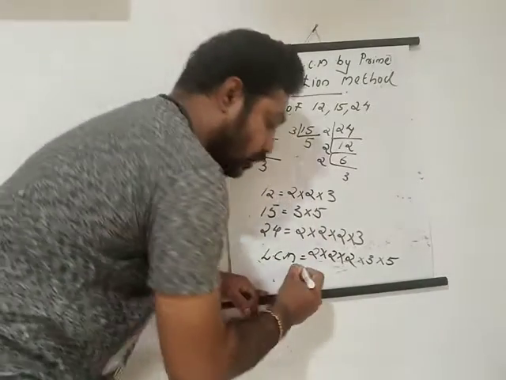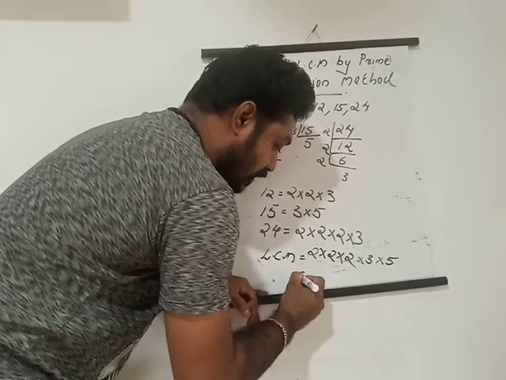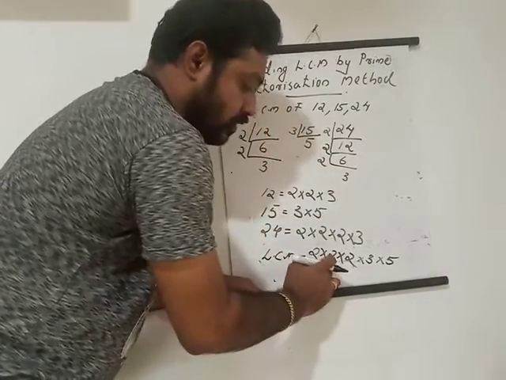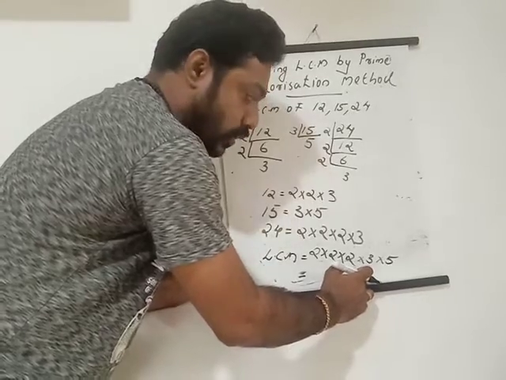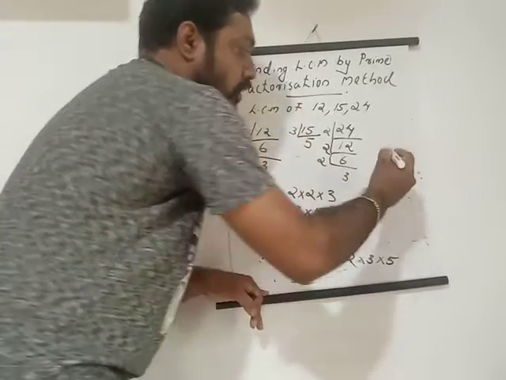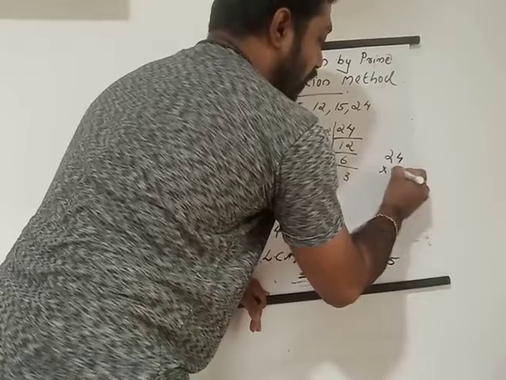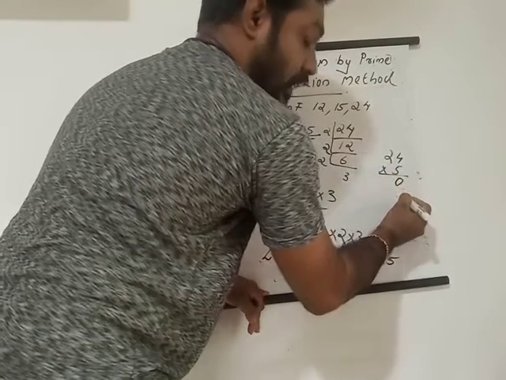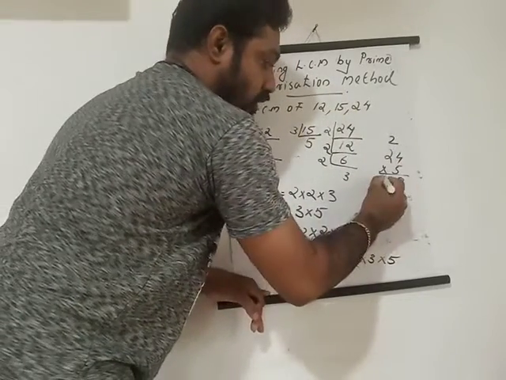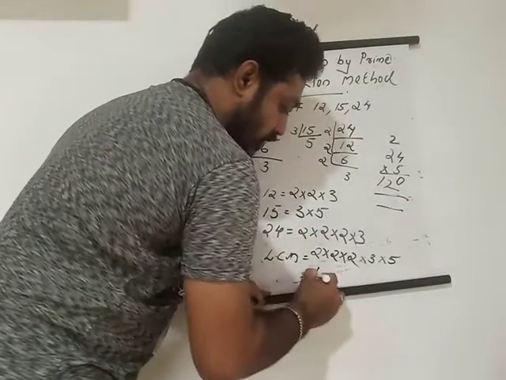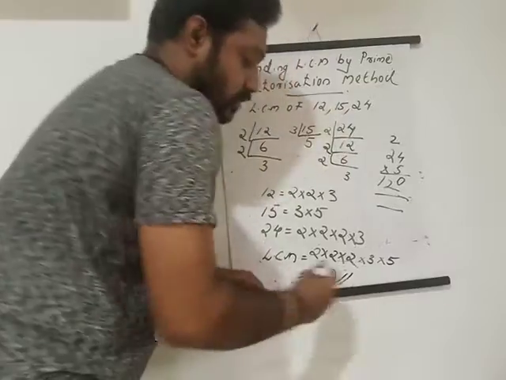So now what do we have to do? The multiplication. That is the next step. So 2 twos are 4, 4 twos are 8, 8 threes are 24. Now 24 into 5. You can do it this way: 5 fours are 20, carry over 2, 5 twos are 10, 10 plus 2 is 12. So 120 is our answer. So this is the LCM.